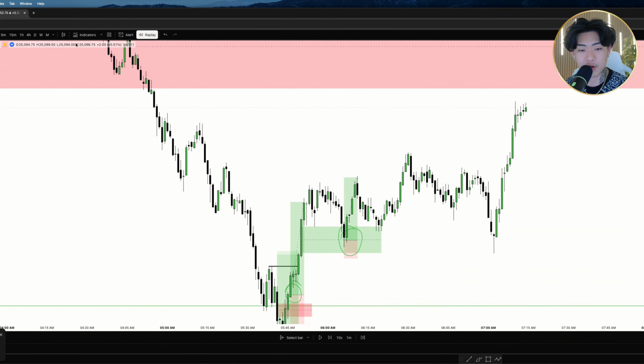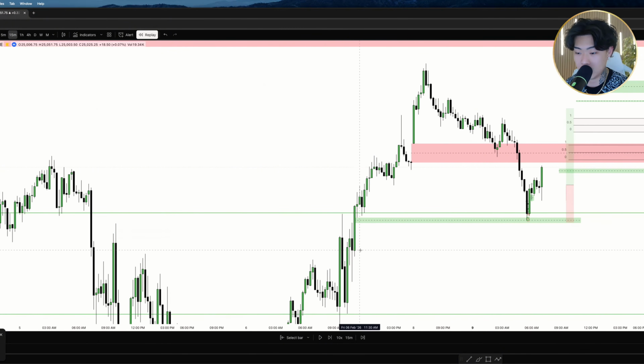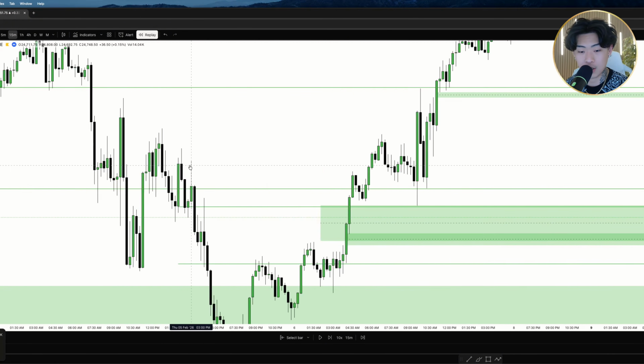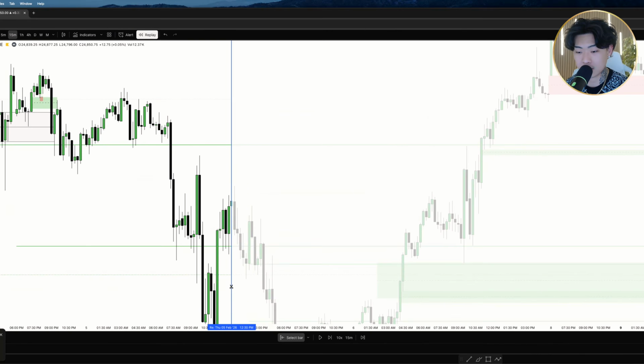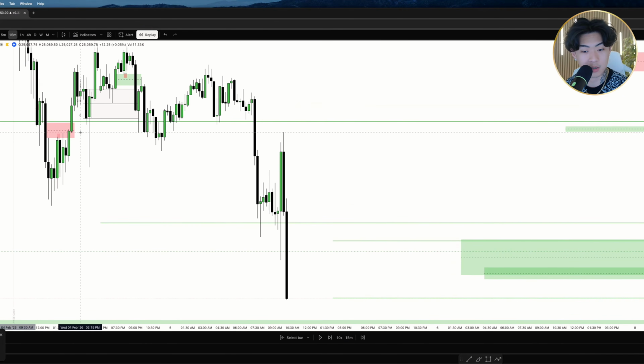But let's see if we can find one more example for you guys here, so that way you can have these entry models in your arsenal. Let's see here. It looks like just a random setup, but this is looking like it offered something right there. So we've got a 15-minute fair value gap.